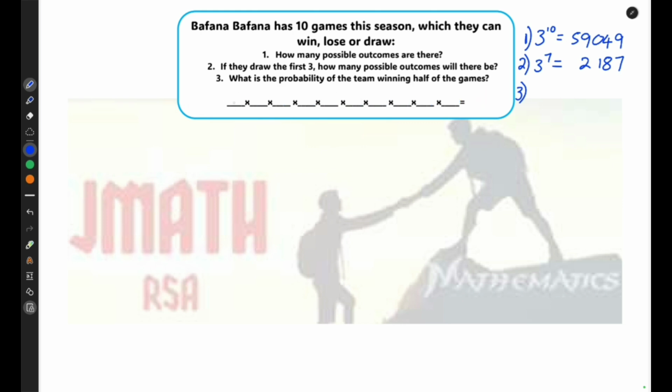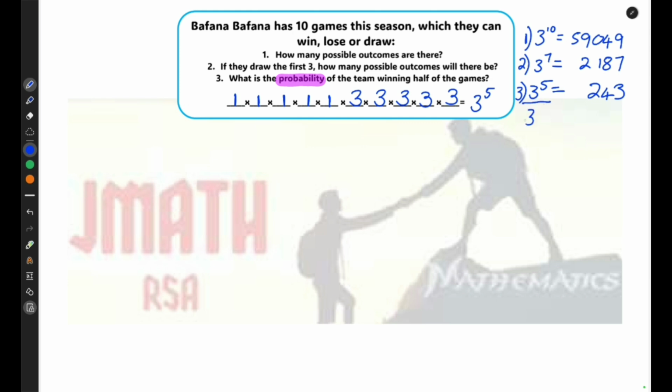Question 3, what is the probability of the team winning half of their games? Now, it doesn't matter if it must be the first ones or the last ones or alternating or whatever, but half of these I'm going to put as a win. So I'm taking away the options and I'm just rewriting it as ones. But the others could be won or drawn or lost. So I have to replace them all with a 3, and therefore the answer is 3 to the power 5, which is equal to 243. But now, very important, the question was what is the probability?